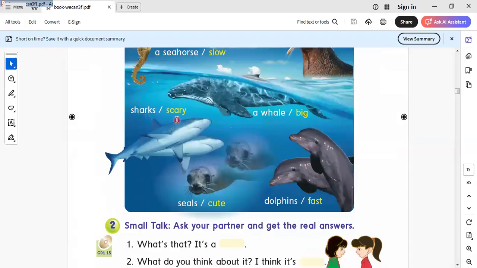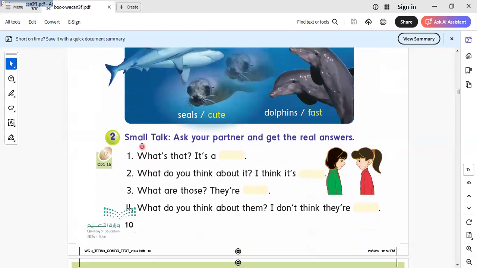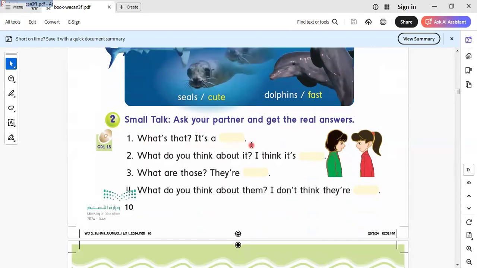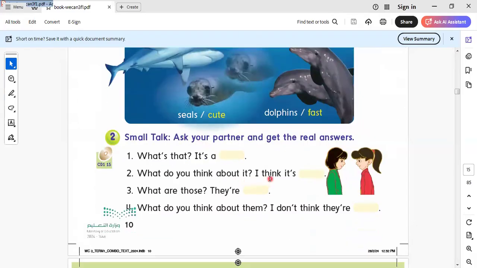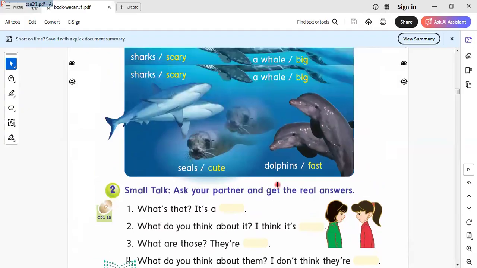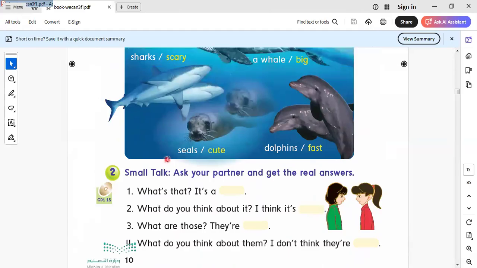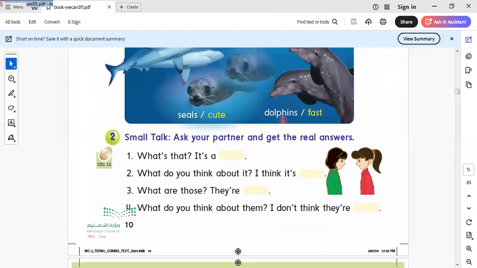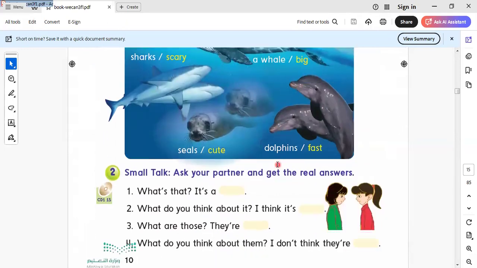Sharks, I think all of us know sharks are scary. A whale is big. We have seals, cute. Dolphins, fast. Here we can say it's a shark or it's a seahorse. What do you think about this one? When we talk about sharks, I say that sharks are scary. When we talk about dolphins, I say those are dolphins. They are the fastest. So here I describe the animal by any of these adjectives.